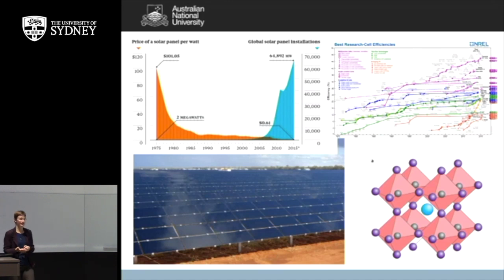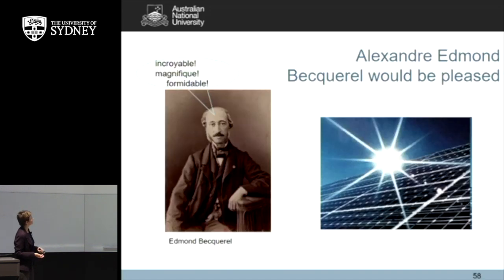Overall, we're expanding now in the types of solar cells that's being installed out in the field, and we're seeing very large systems installed now, as well as new materials that's creating new possibilities to increase the efficiency of solar cells further. And I think as a result, we can say that Alexander Edmund Becquerel would be pleased.